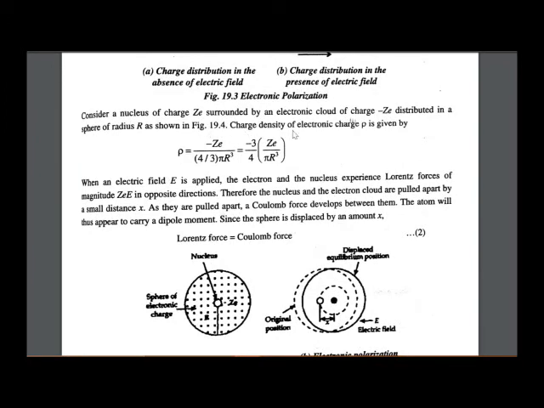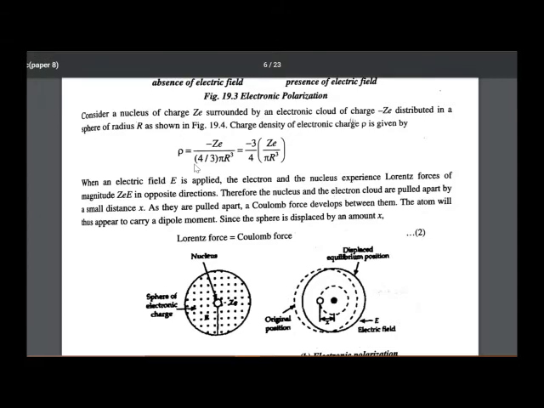So we'll go back. The charge density of the electronic charge, rho, is given by, you know what charge density is. Charge density is charge by volume. If it is a sphere, we define charge density as the ratio of charge by volume. So here the sphere has negative charge, the charge is minus Ze, and the volume of the spherical charge is 4 by 3 pi r cubed. Therefore, it becomes minus 3 by 4 into Ze by pi r cubed.